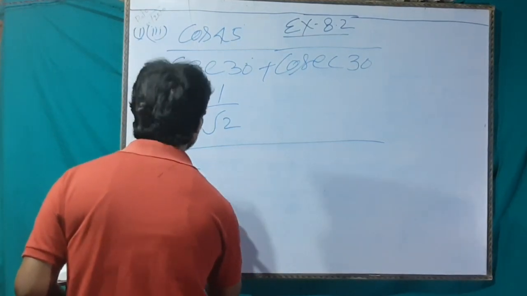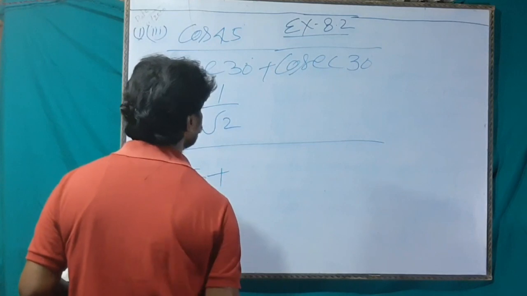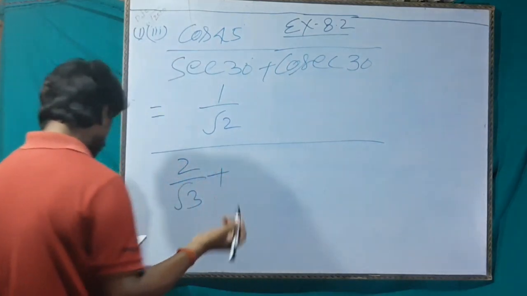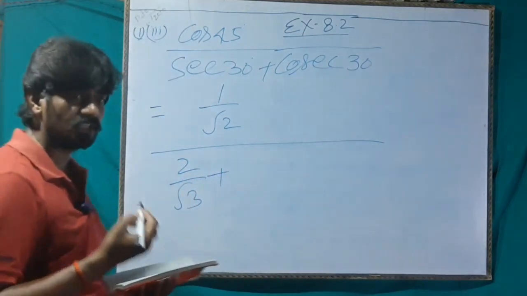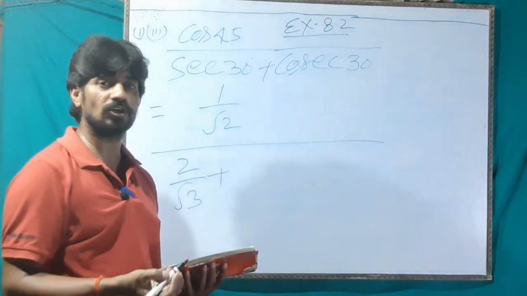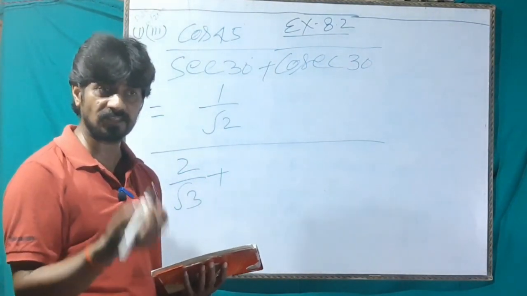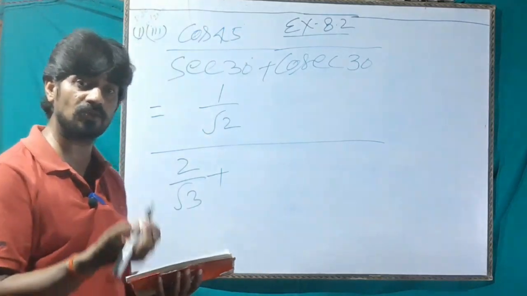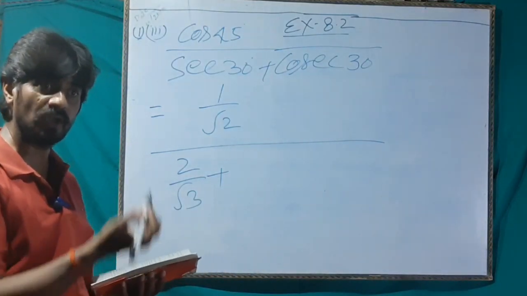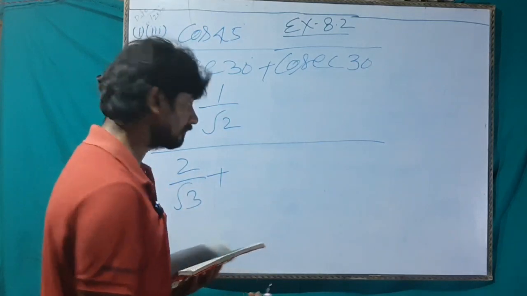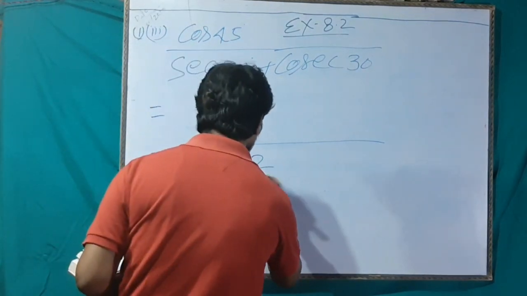2 by root 3 plus cosec 30. Cosec 30 means the multiplicative inverse of sin 30, and the value of sin 30 is equal to 1 by 2. So the value of cosec 30 is equal to 2 by 1, that is 2 by 1.